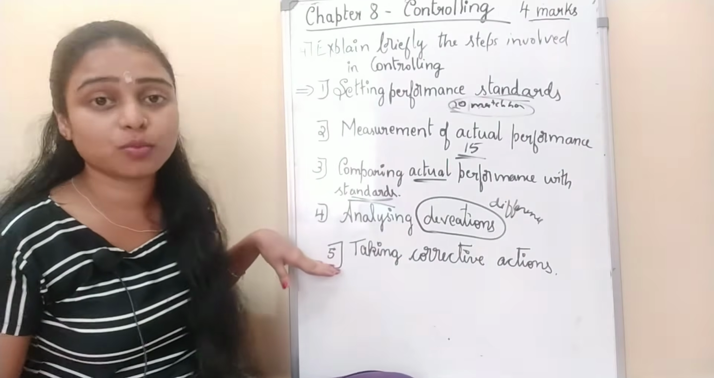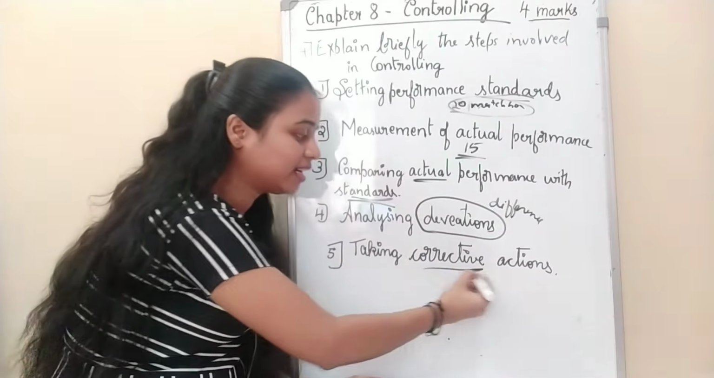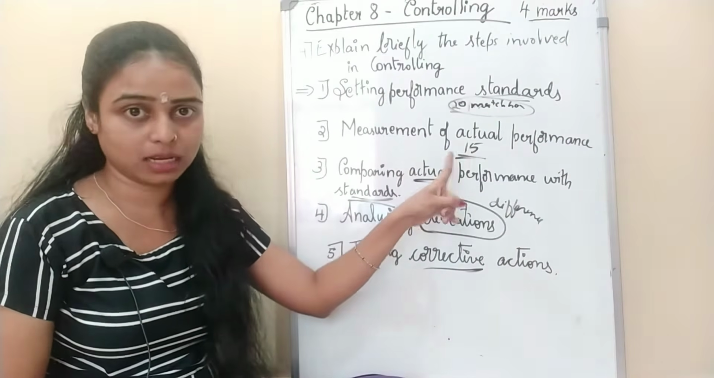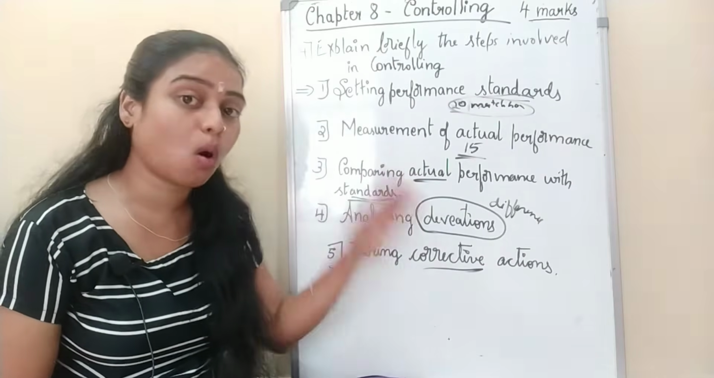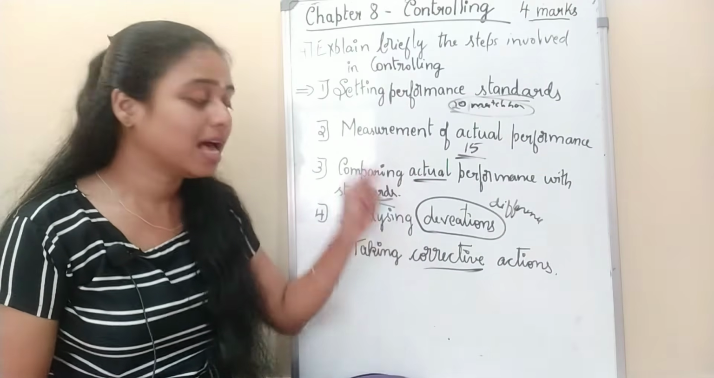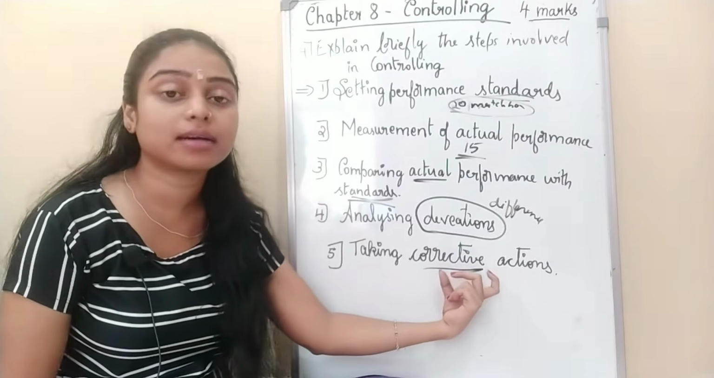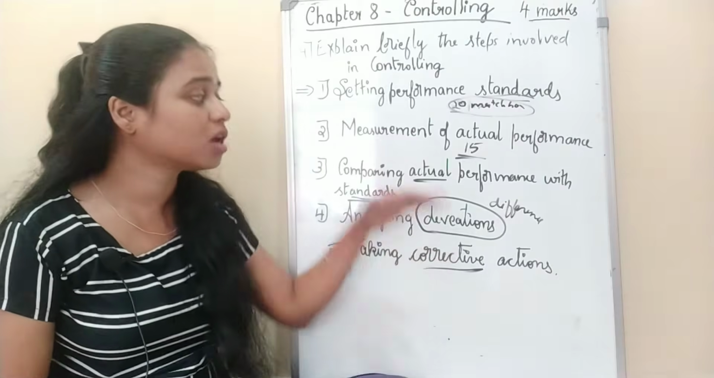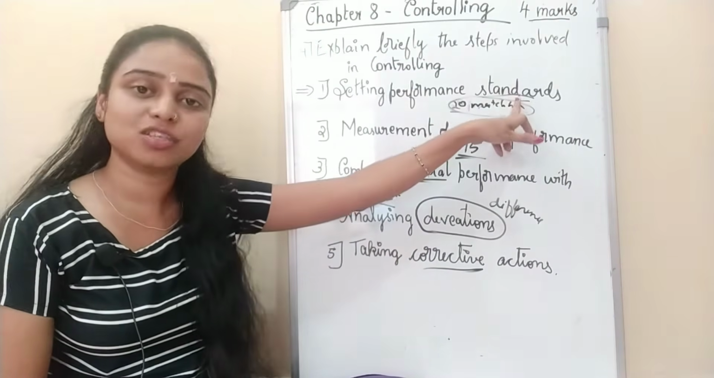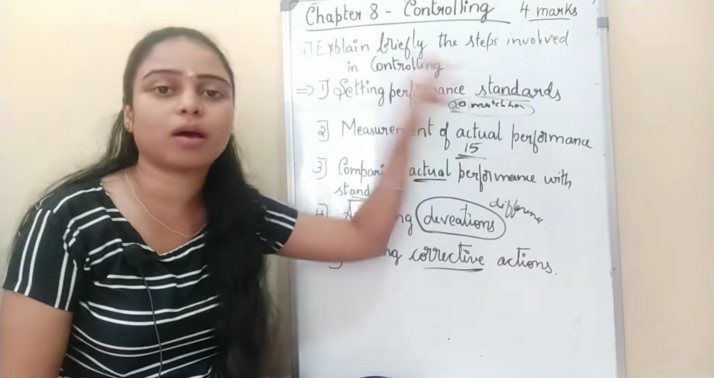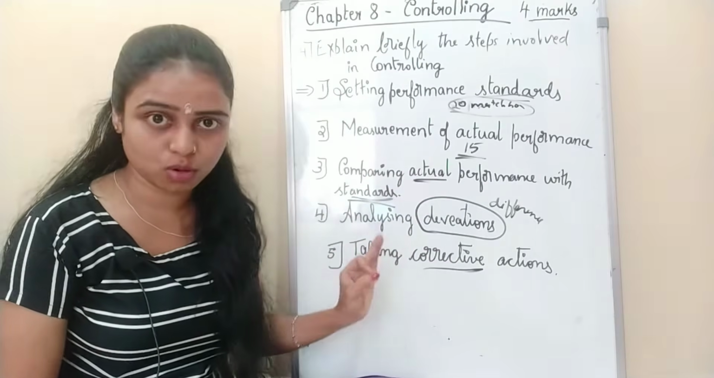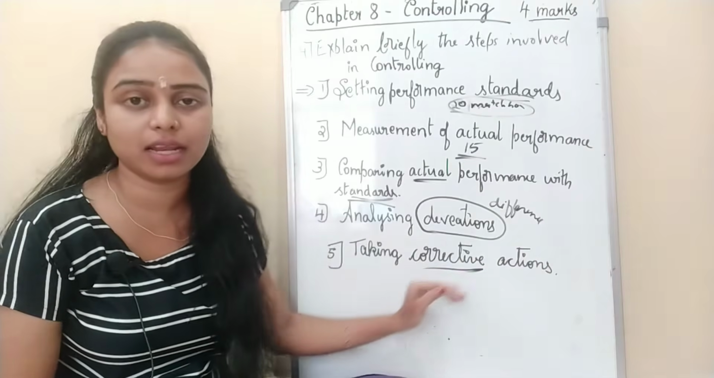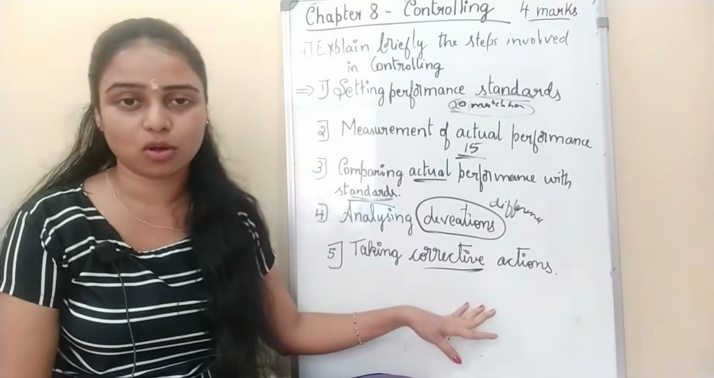Now, the last process is taking corrective actions. The actual performance did not reach the standard that was set, which means the actual performance has not met the standard performance. Now we have to take corrective actions. First, we have to find out the reasons: why was the worker not able to reach the standard? We have to find those reasons and come up with solutions, and take corrective actions. That is the last process of controlling.